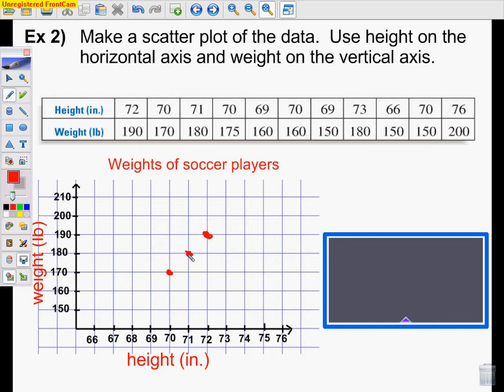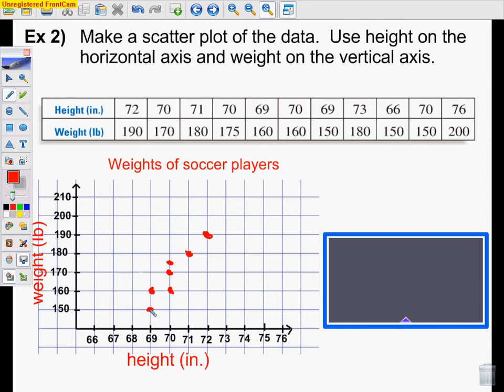70 inches tall again, we have a person at 175, so that's about there. 69 inches tall is at 160, so we'll put them about here. 70 inches tall again, we got another person at 160. We got a 69-inch tall person that weighs 150 pounds, so that'll be there.